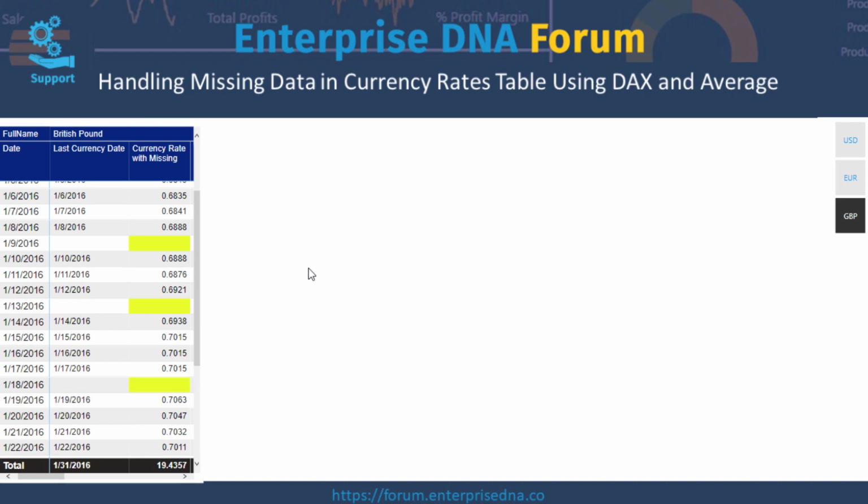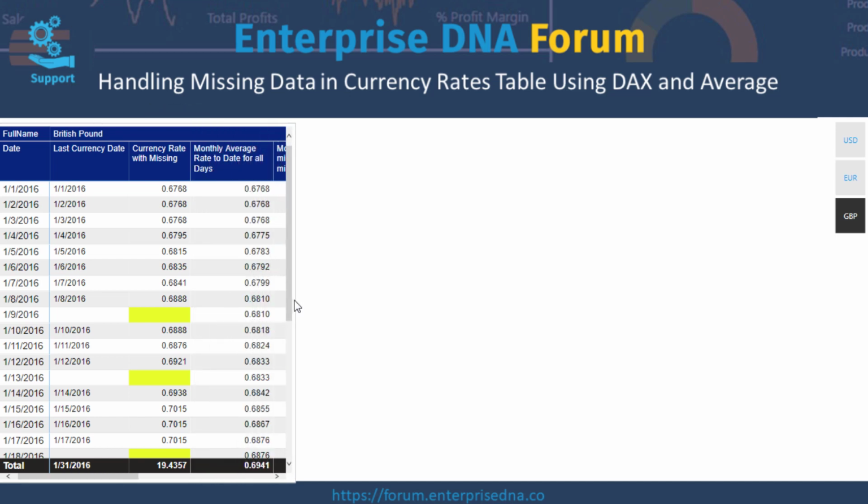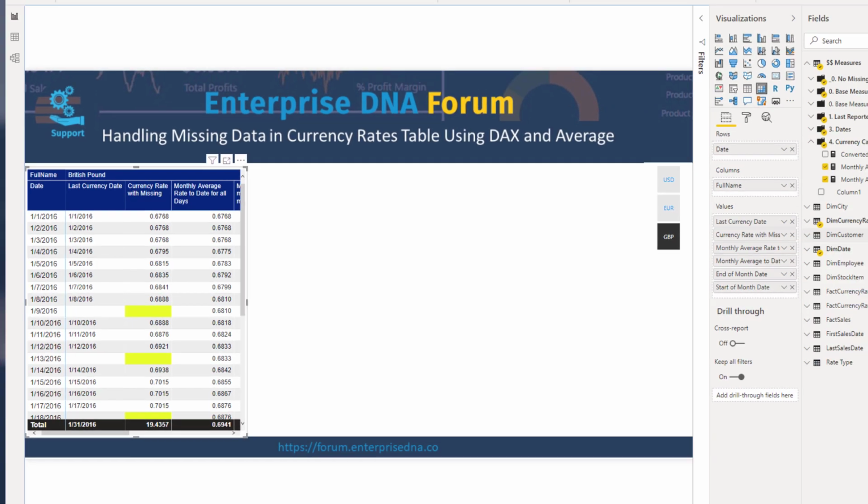So first topic I want to cover is I just want the running month-to-date average. Now, it could be quarter-to-date, year-to-date, whatever. It doesn't matter. I just chose month-to-date for this video for demonstration purposes. So I already have it in the matrix here. So month-to-date for all days. So it doesn't matter if there's a rate there or not. I still want the average to that date.